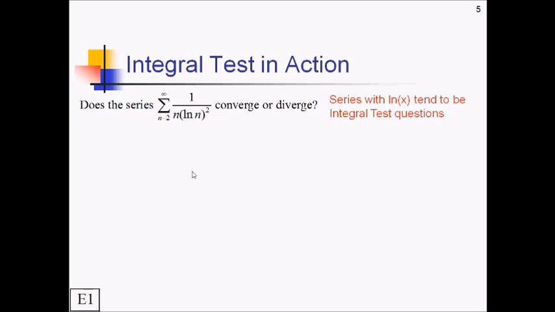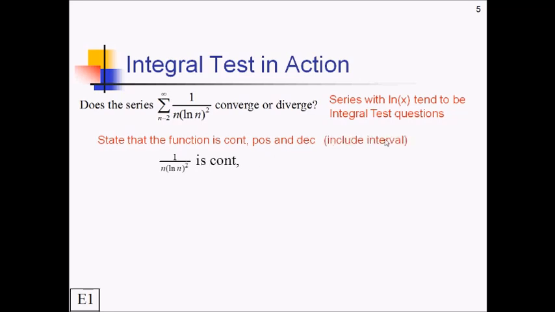We're going to start by stating that we can actually use the integral test, which means we have to state that the function is continuous, positive, and decreasing. So for this one, we would say 1 over n ln of n squared is continuous, and by the way, it's not, at n equals 0 and also n equals 1. Both of those are going to zero out your denominator and cause all sorts of troubles. So when you're stating this statement, you'll also want to include the interval.